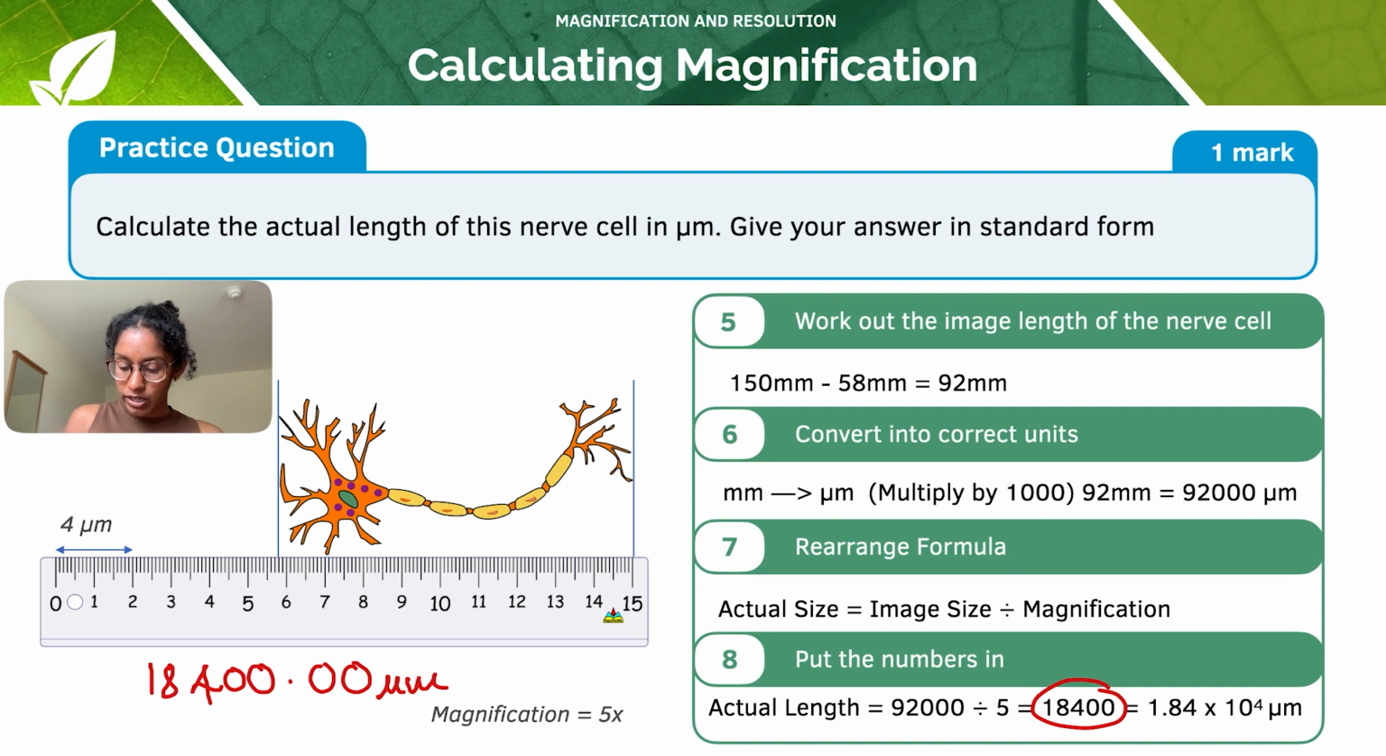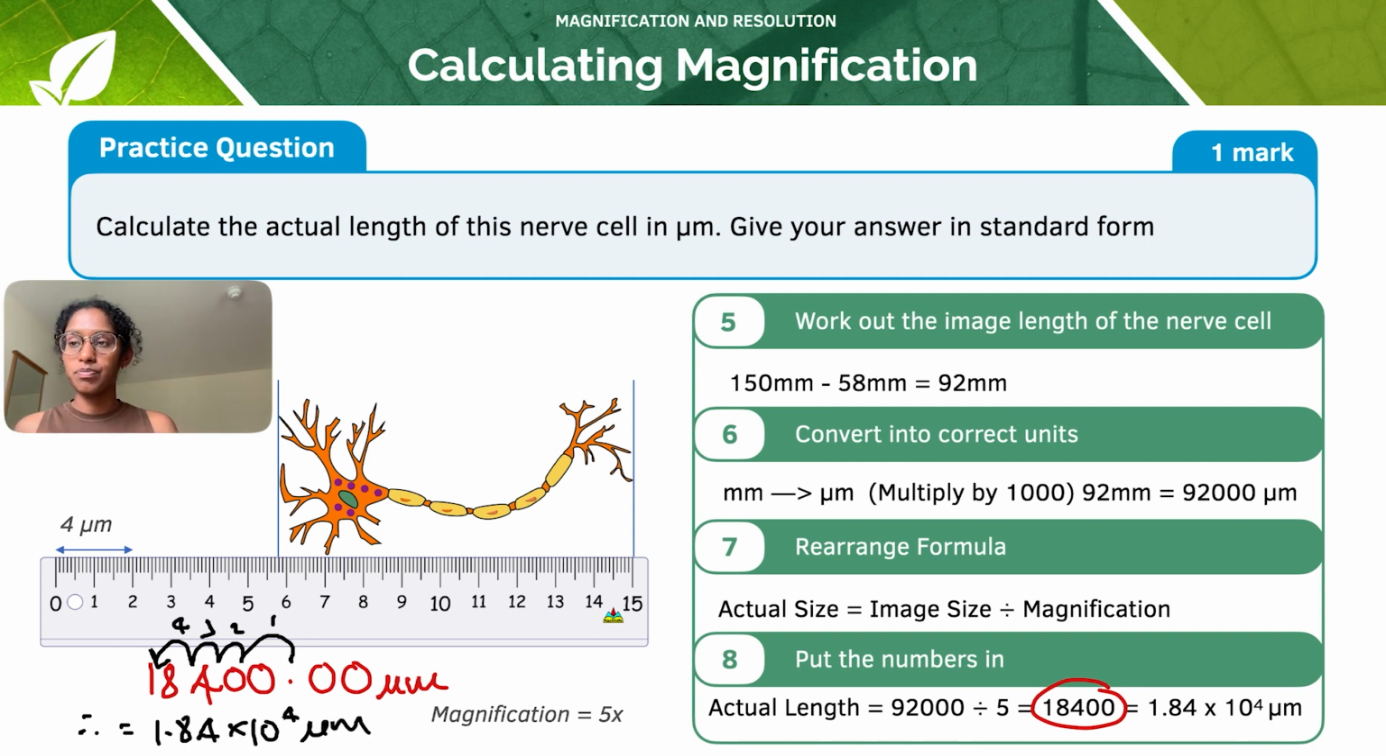To do that, we're going to move this decimal point back here. It's moved 4 places, 1, 2, 3, 4. Therefore, I know that that is equal to 1.84 times 10 to the 4 micrometers in standard form. So remember to read your question really, really carefully. The units really matter. The fact that it's in standard form really matters as well, because you're not going to get all the marks if you give it in this form. You need to give it in this form.